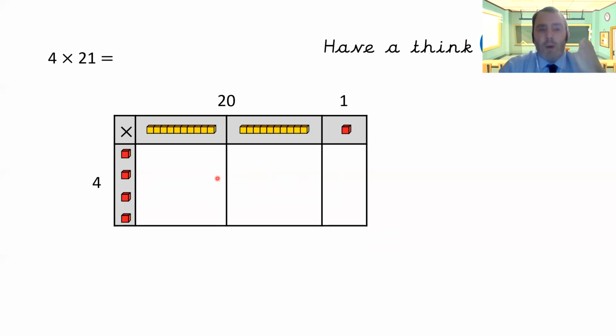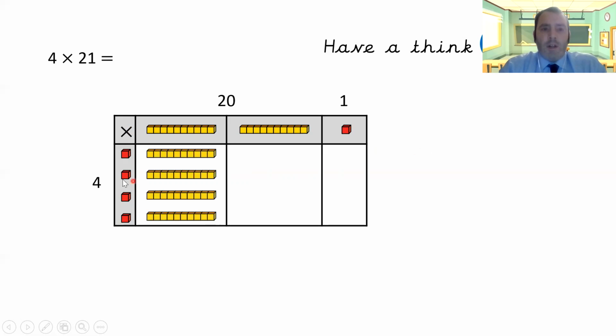Okay, how have we all got on with that one? Nice and simple. I'm going to take you through it step by step just to make sure that we've got it. So my first calculation is 4 times 10. So I've got 4 here and 10 here. That's the first one I'm going to do.